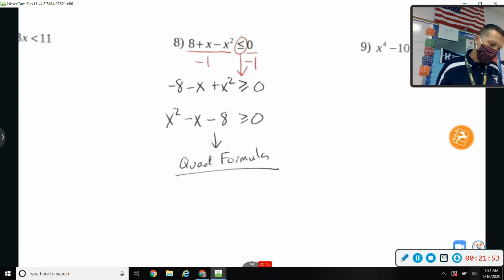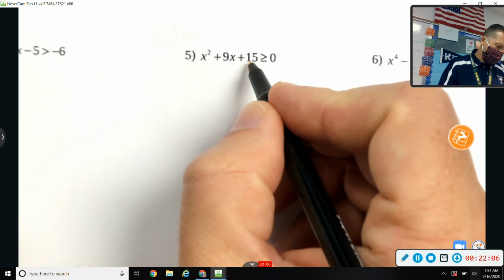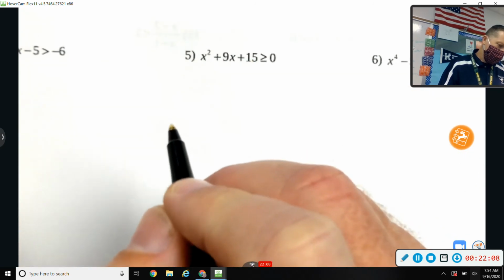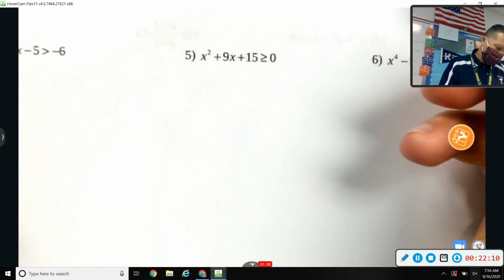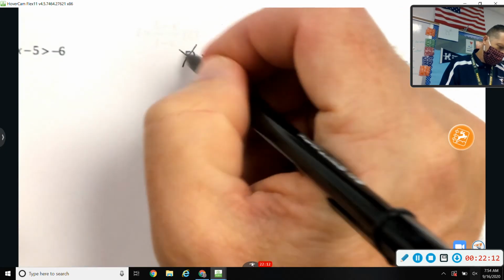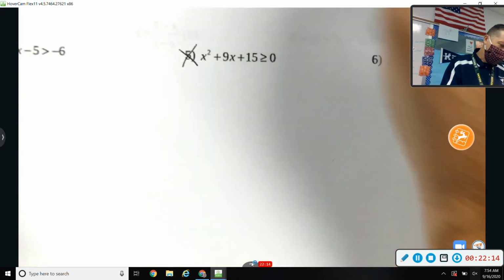And let me check the others real quick. No factoring on number 7, you don't have to worry about it at all. 9 will factor. It looks weird, but it'll factor all the way. Number 5, that won't factor. Number 3 won't factor. So what's that leave us with?